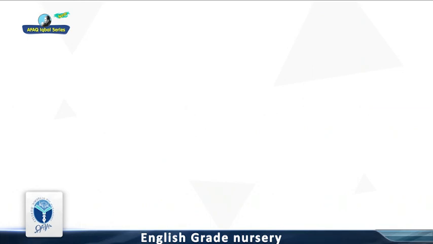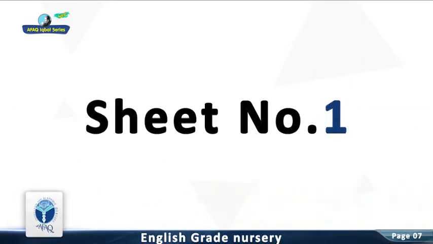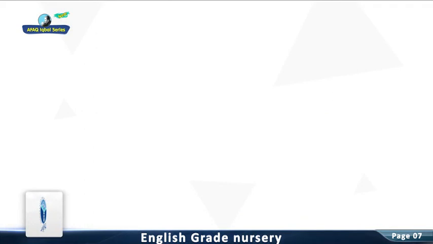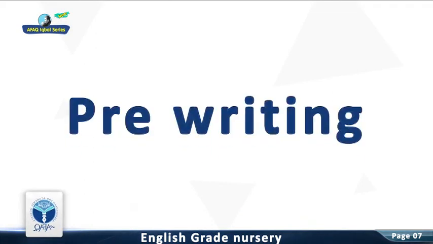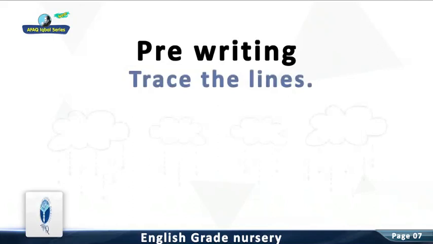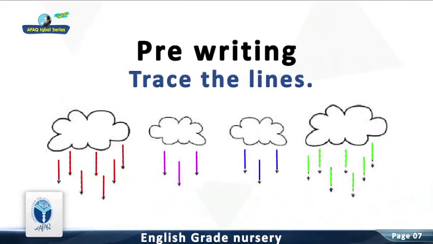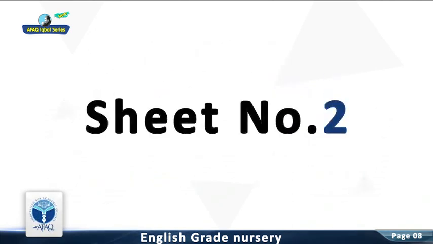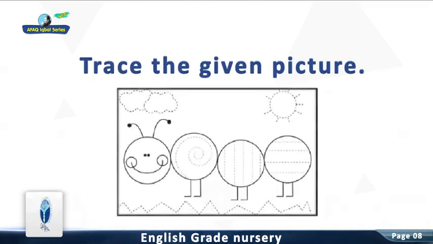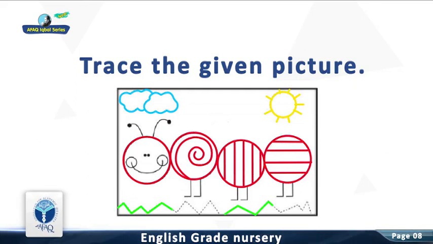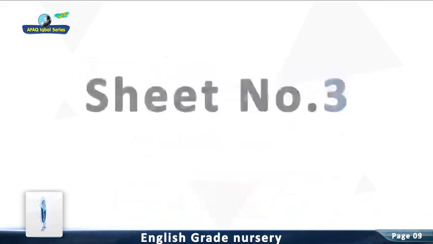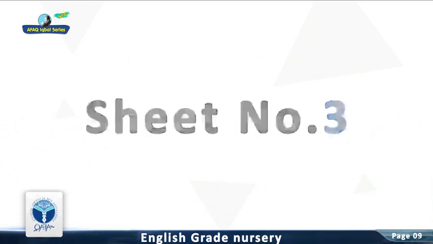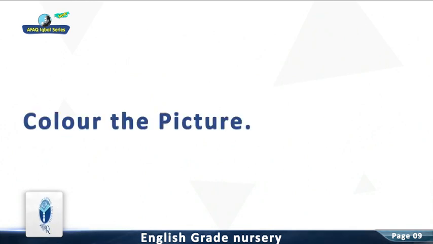Okay, sheet number 1. Topic is pre-writing. Trace the lines. Very good. Okay, sheet number 2. Trace the given pictures. Sheet number 3. Color the picture.